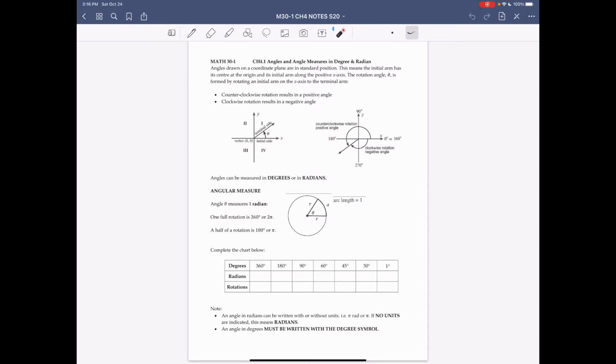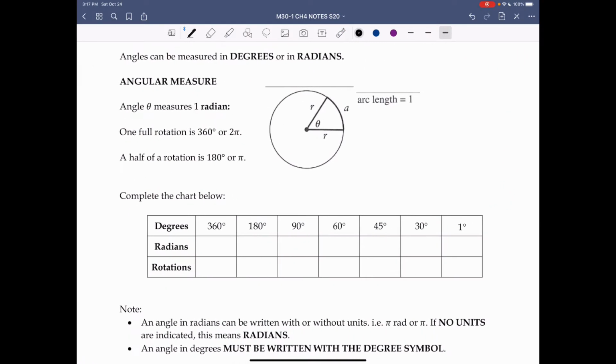We know that one full rotation around a circle is 360 degrees, and that is equivalent to 2 pi radians. Half a rotation, so halfway around the circle, is 180 degrees, and that is equivalent to pi radians. Let's complete the chart below. 360 degrees is one rotation. How many radians is that? It says up here one full rotation is 360 degrees or 2 pi radians. So 2 pi.